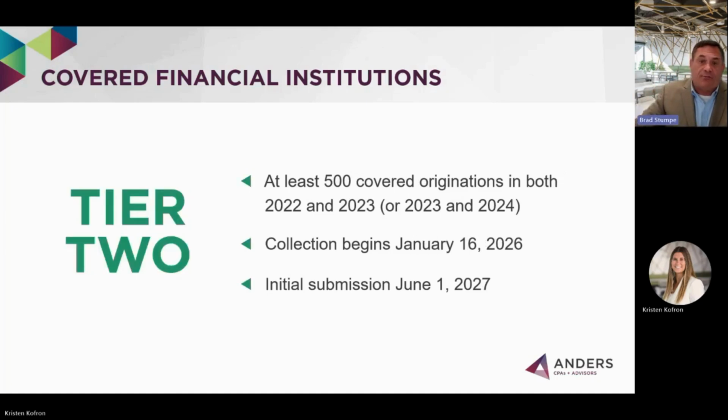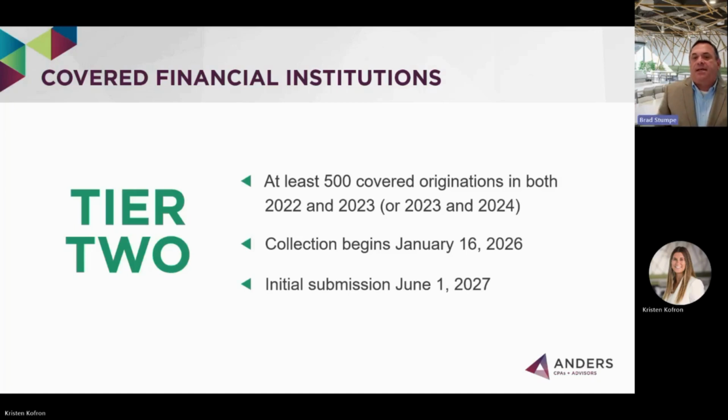This slide includes the origination level, along with the revised initial collection and reporting dates for Tier 2. One thing I do want to point out is that with the extension of the effective dates, and this goes for all tiers, you can either use 2022 and 2023 as the 2 years to determine your tier, or you can use 23 and 24. So if you think that your originations were enough lower in 2024 as opposed to 2022 to move you to a lower tier with a later effective date, you may want to take advantage of that.